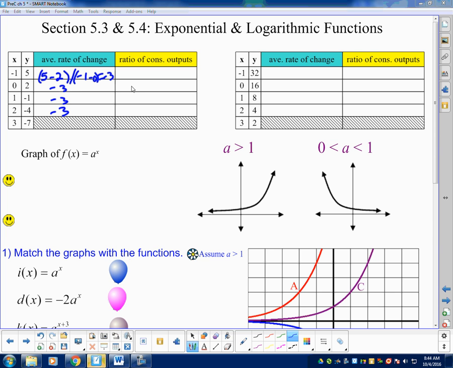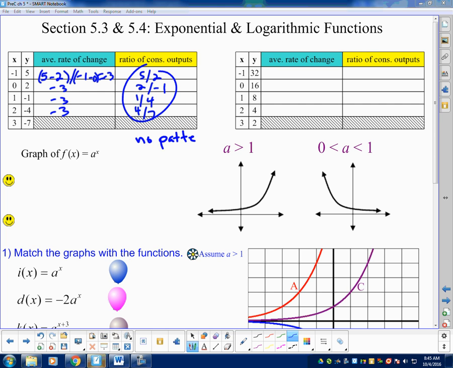So we have a ratio of consecutive outputs here. Here's what I mean. Consecutive outputs would be the 5 and the 2, so the ratio of consecutive outputs would be 5 over 2, and then it's 2 over -1. Here you won't see a pattern. And then the next one is 1 over 4. And then the next one is -4 over -7, which is 4 over 7. So there's no pattern here. Would you agree? No pattern.